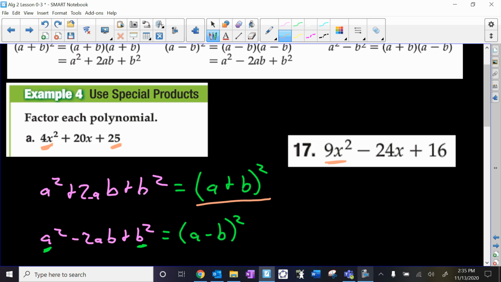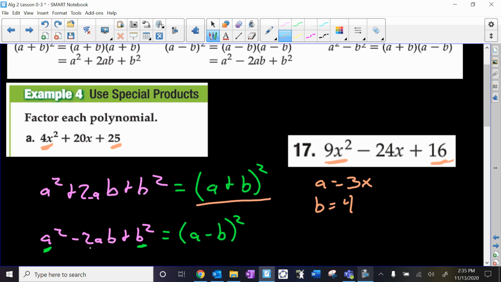I'm going to look at the first term, 9x squared. I can take 3x and square it, and it should get me 9x squared. I'm going to look at the last term, which is 16. I can take 4 times 4, 4 squared. That'll get me 16. Let's check the middle term.